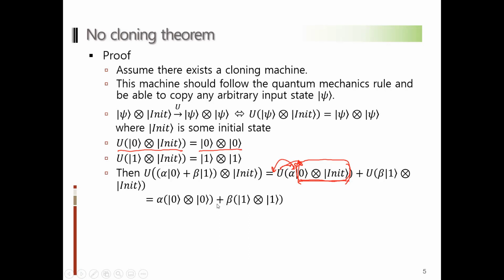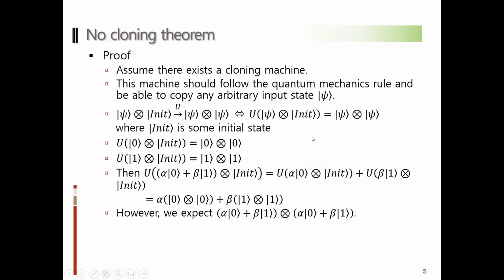Is this what we are expecting? Well, we expect that if we provide our input state as an alpha and beta linear combination like this one, then the same quantum state, alpha 0 plus beta 1, is also reproduced in the second qubit. So this is what we expect. But what we obtained is this one. Is this state the same as this one?